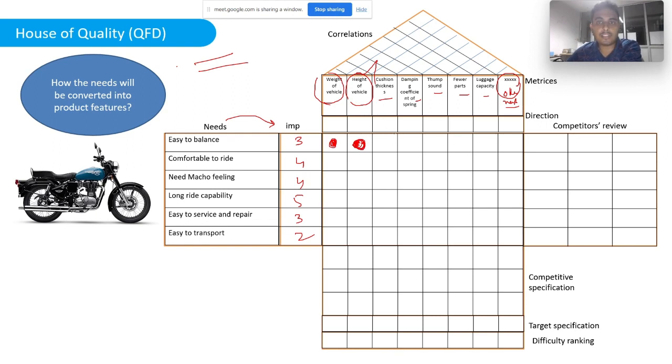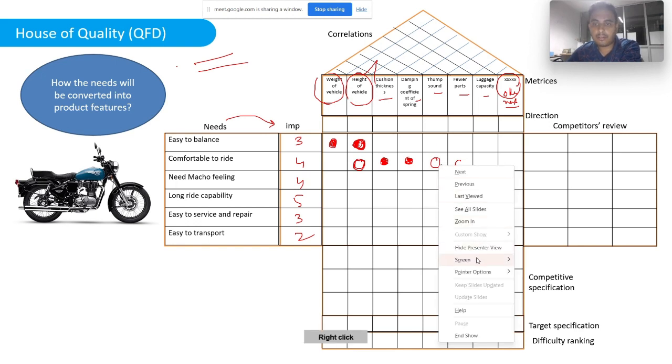Cushion thickness, easy to balance, there is no relationship. Damping coefficient, easy to balance, no. Thump sound, no. Fewer parts, no. Luggage capacity, no. And others, no. Comfortable to ride, probably height is one. Not a very important relationship, but you have some relationship. Comfortable cushion, yes, very important. Then damping, comfortable, yes, important. Thump sound, no. Fewer parts, no.